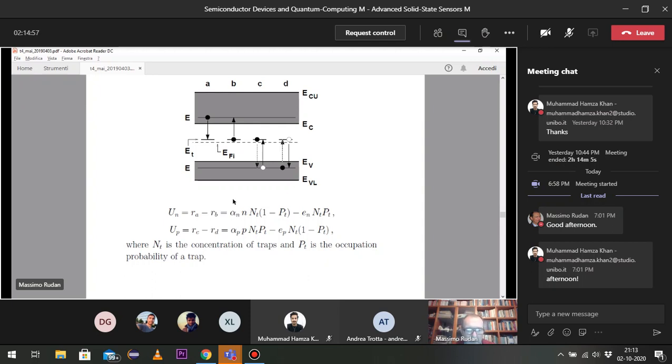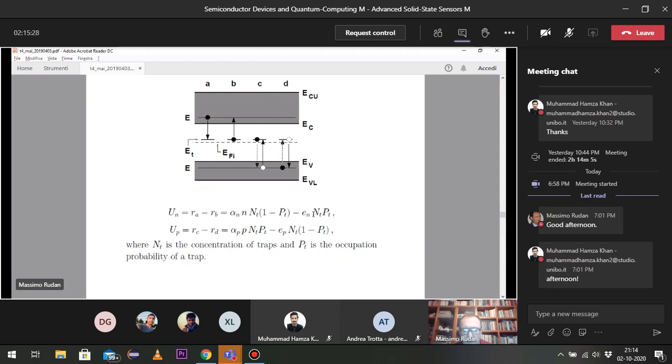So this is it for RA. Then we have to describe RB. RB is the opposite mechanism. It's the number of transitions from the trap into the conduction band per unit time and volume, okay? So of course, RB must be proportional to the number of traps that are filled.